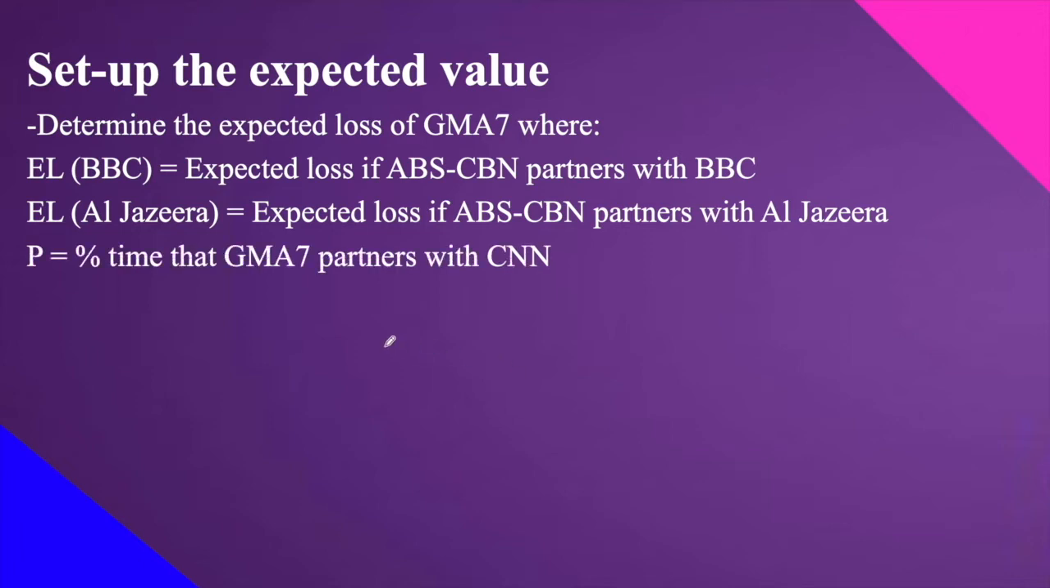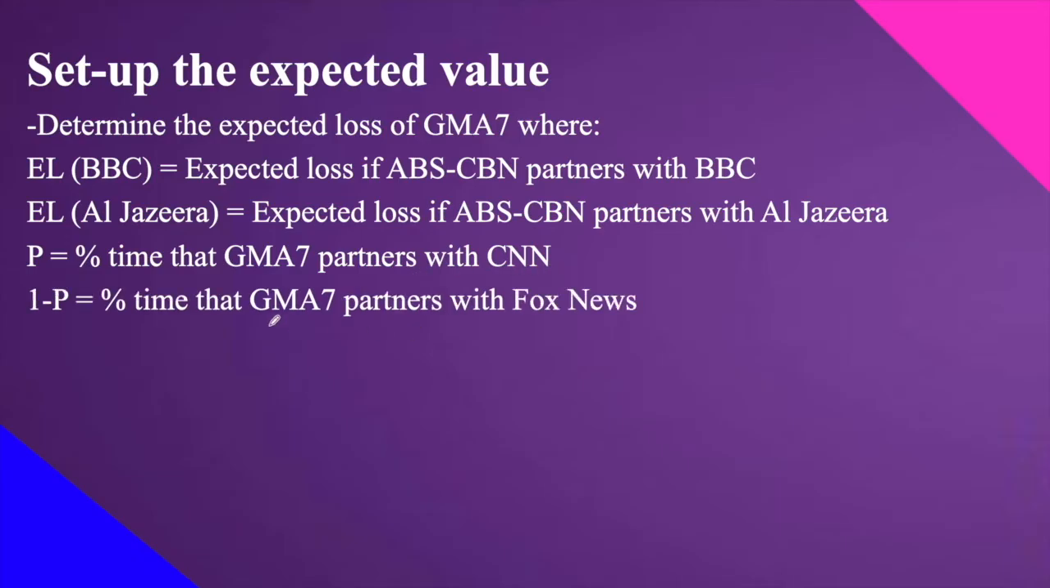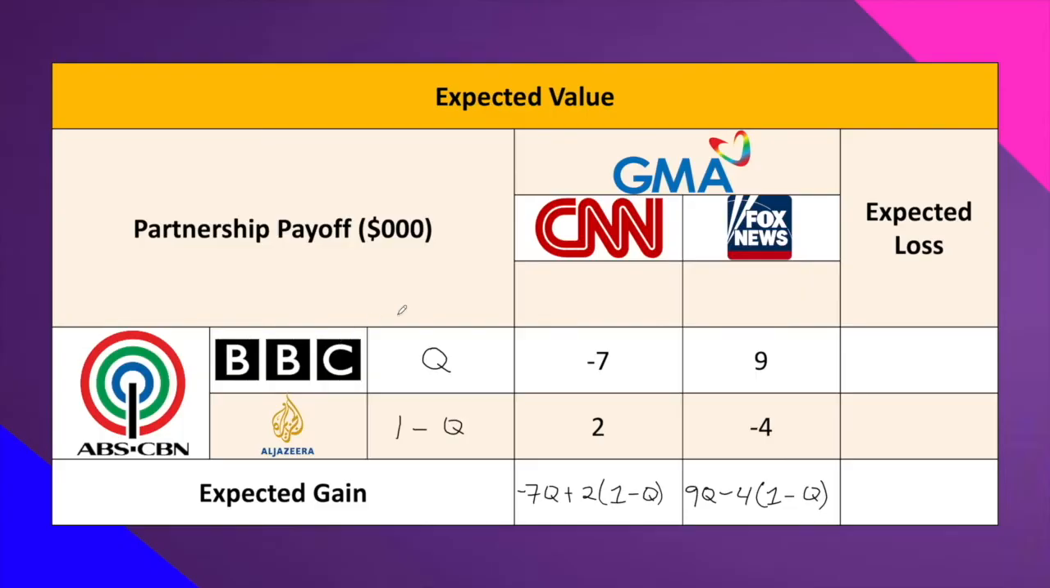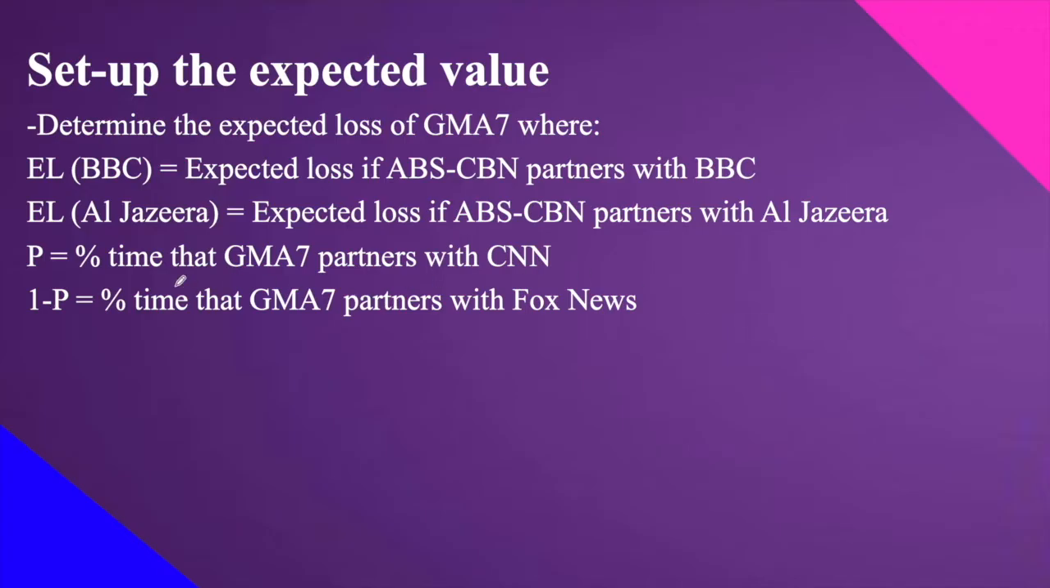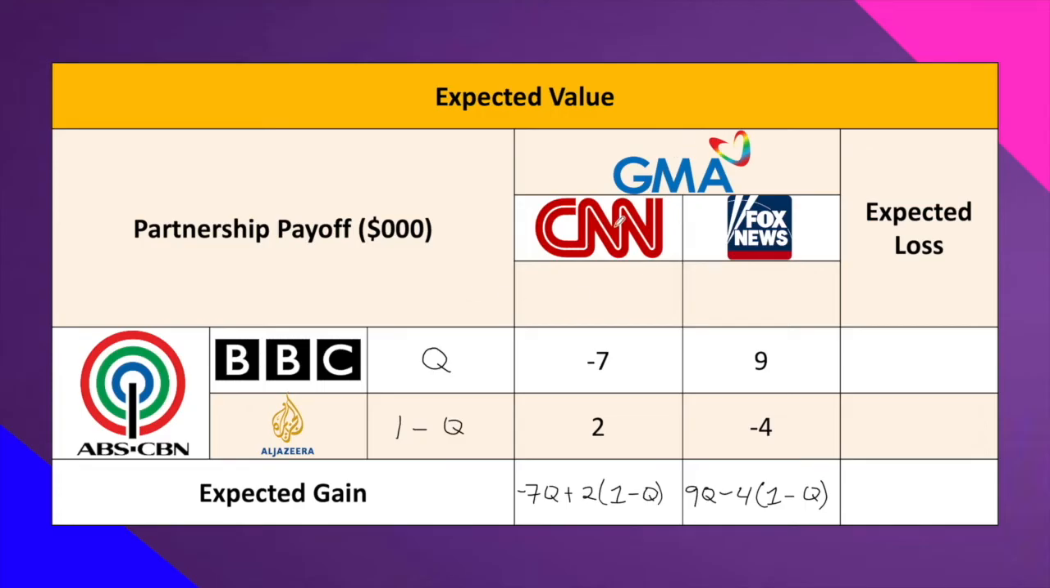Next, we also have here the P. Now, P or the percentage ng time that GMA7 partners with CNN, and 1 minus P or the percentage of the time that GMA7 partners with Fox News. Okay, so nasaan po yan dito? Expected loss, ito yung kanina na binanggit ko, EL, BBC. Ito naman sa cell na to, we have here the EL, Al Jazeera. Okay, so dito sabi yo, percentage time that GMA7 partners with CNN. Ayun yung P. Nasaan po yun? GMA partner CNN. This is the P. And this will be the 1 minus P. Okay, I hope that is clear with you guys.